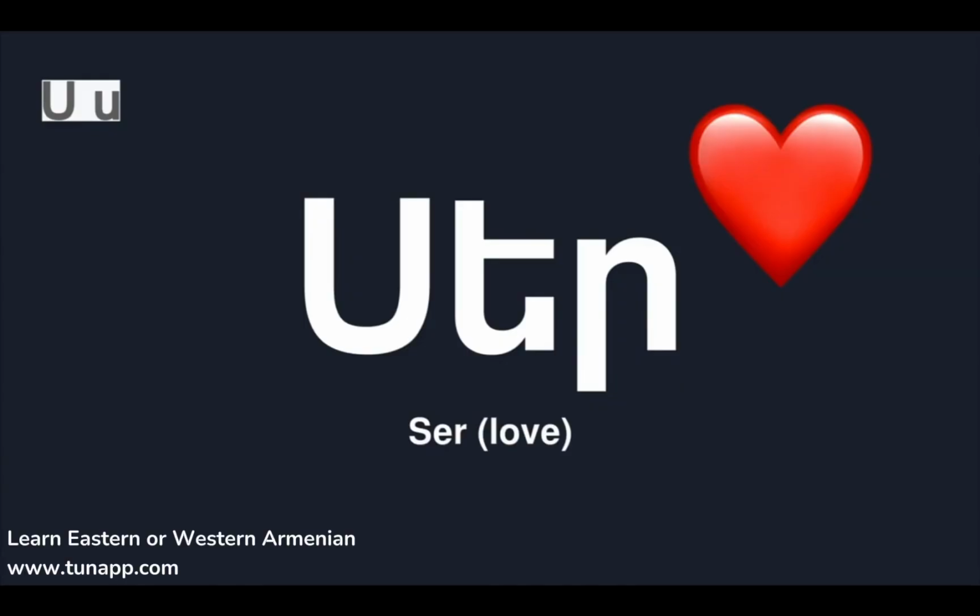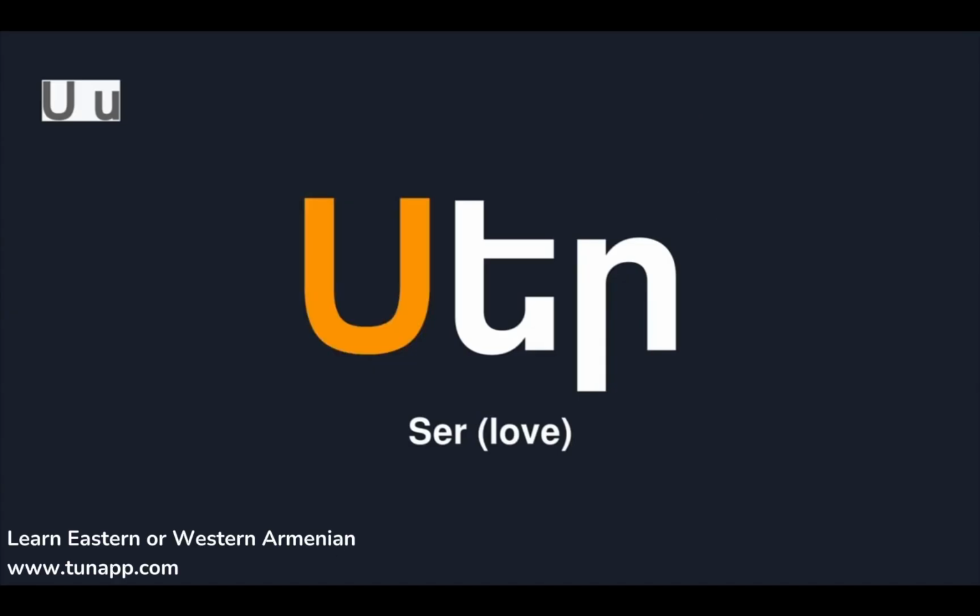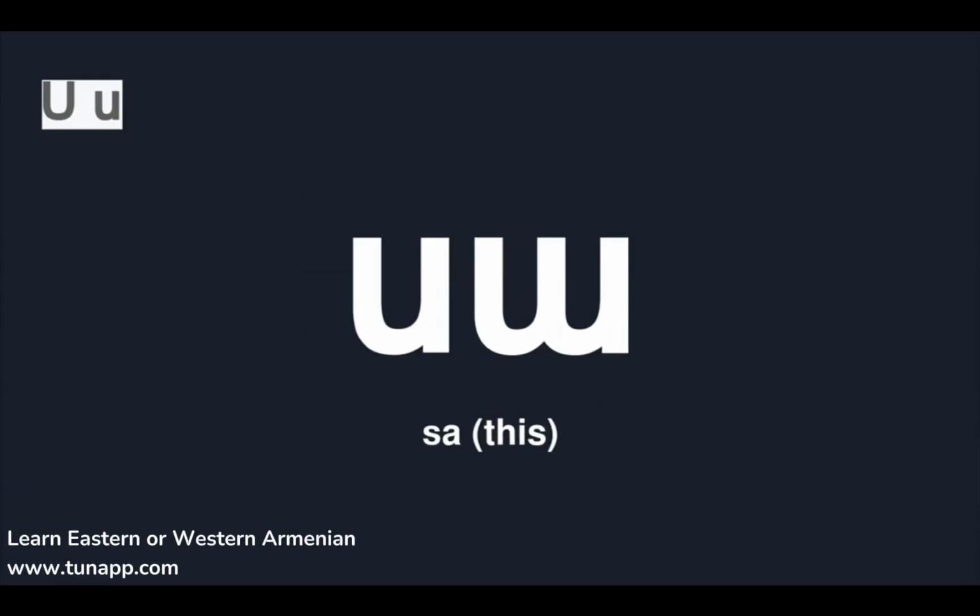What about ser, meaning love? Where's the S in this word? Well done, right there at the beginning. Okay, now on screen we have sa, which is a way to say this in Eastern Armenian. Where is the S in sa? At the beginning, that's right, and you can see A is there as well. Congratulations, you can read your first Armenian word, sa, meaning this in Eastern Armenian.